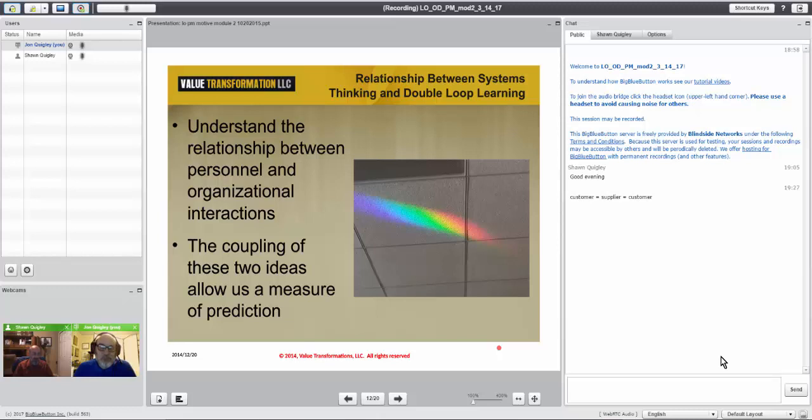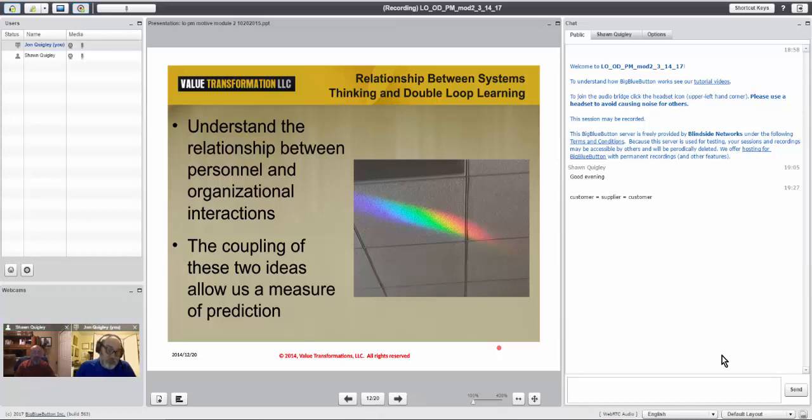When you go to analyze a project for systems thinking and loop learning, it's going to be much more tenuous. But it does allow you some kind of measure of prediction if you've gotten these things close to right, and if your predictions are not right, then you've gotten something wrong in your systems thinking or your loop learning.